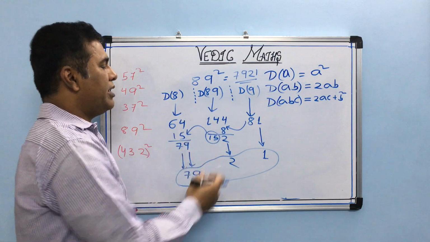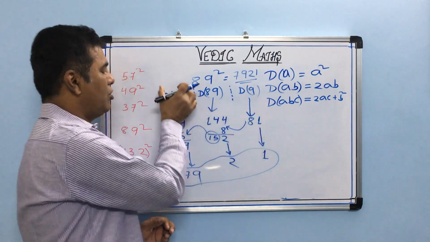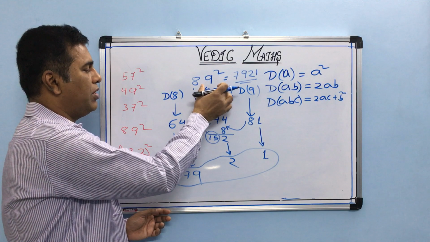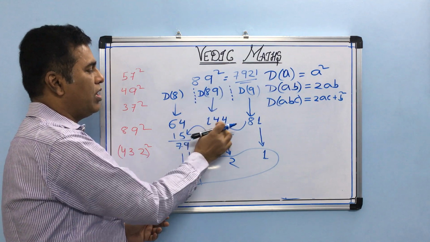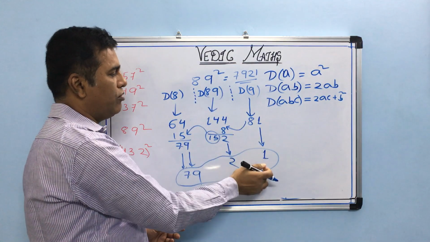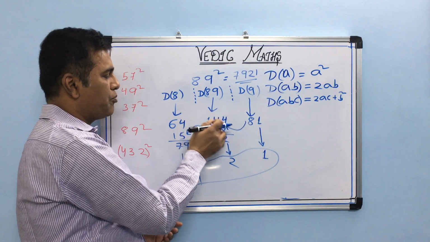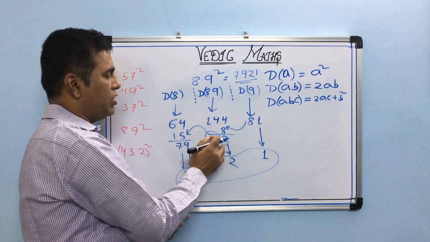Once again I am explaining. Duplex of 9, that is 81. Duplex of 8, that is 64. Duplex of 89, that will be 144. Then from here 1 will come down, 8 will move forward, carry forward. So 144 plus 8, 152.